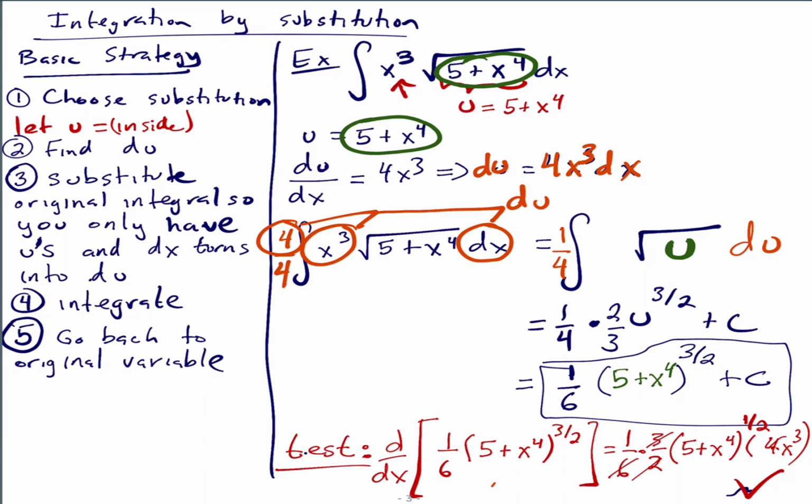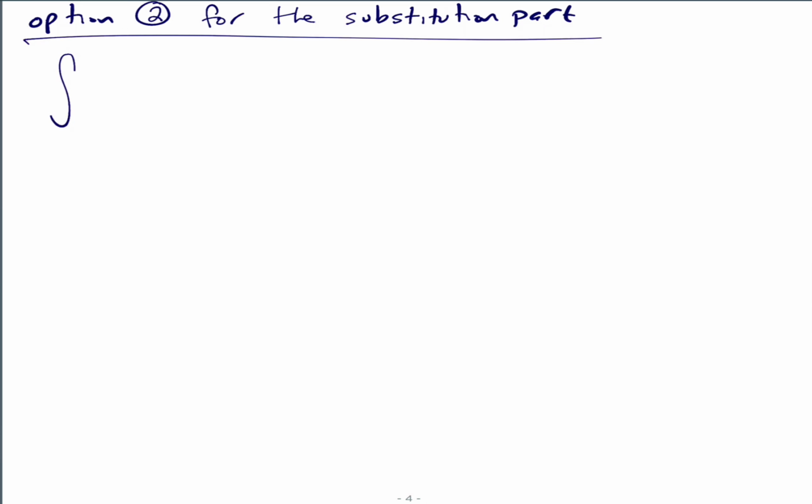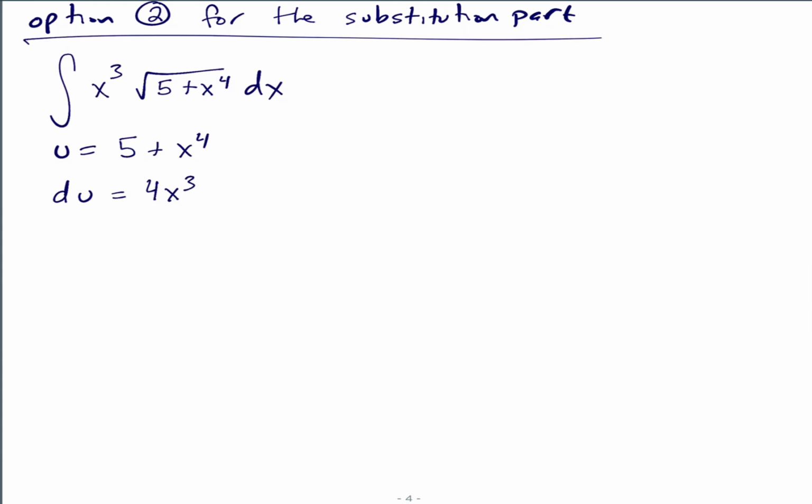I want to show you another option. This seems a little bit strange right now, but once you practice it, it's not that bad. Option 2 for the substitution part. So it's worth just kind of having both in your brain. So I'm going to take the same exact problem. So we have this right here, right? And we have u, we said, is 5 plus x to the 4th. And du is equal to 4x cubed dx.